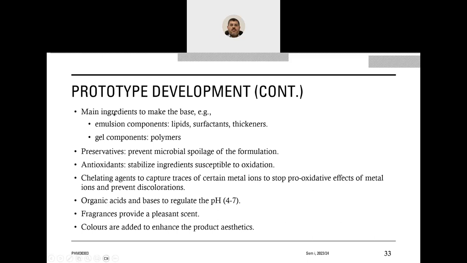The main ingredients to make the base depend on the formulation you want to use. For example, if you want to make an emulsion, then we're talking about lipids and surfactants to emulsify these lipids into the aqueous vehicle. And you can use some thickeners to give the required consistency as lotion or as cream. If you want to make it as a gel formulation, then the gel components are the polymers or gelling agents that, once you dissolve or mix them with the vehicle, water or non-water, or alcoholic vehicle, for example, will form the gel matrix or gel network that solidifies.